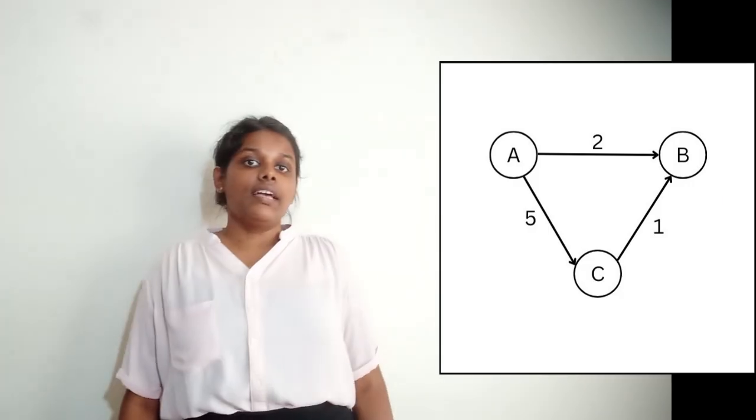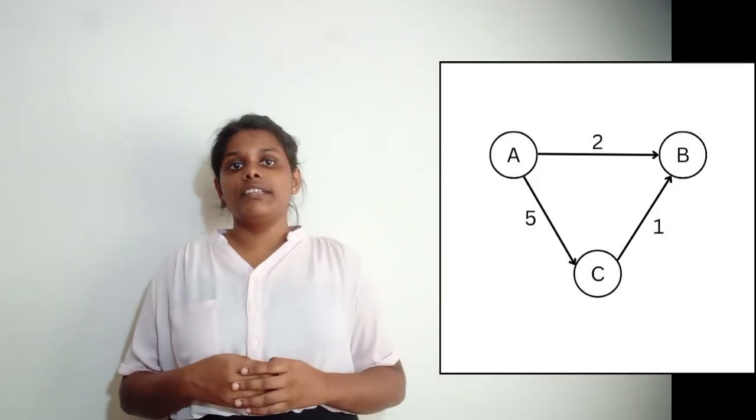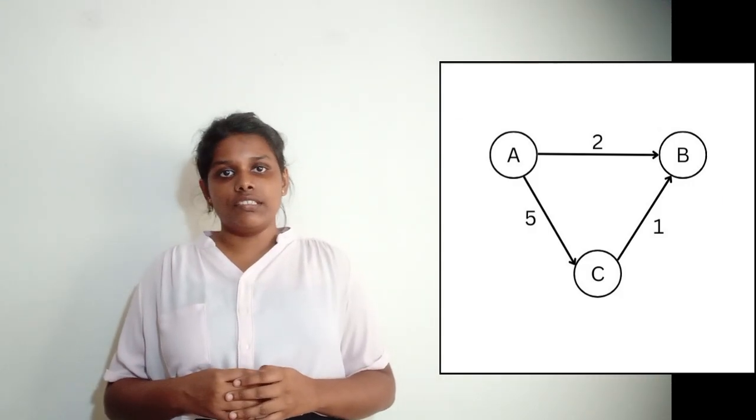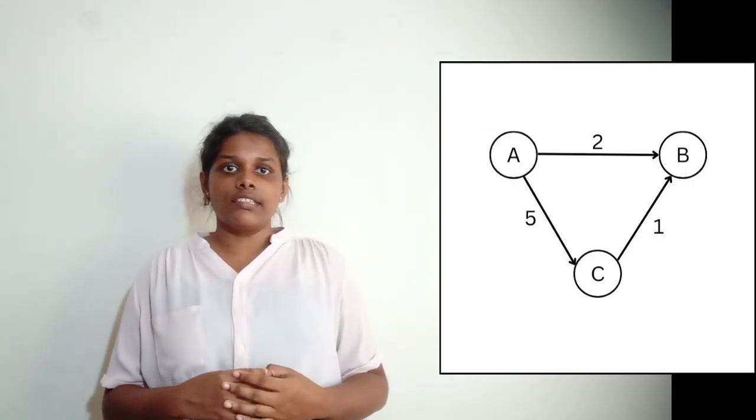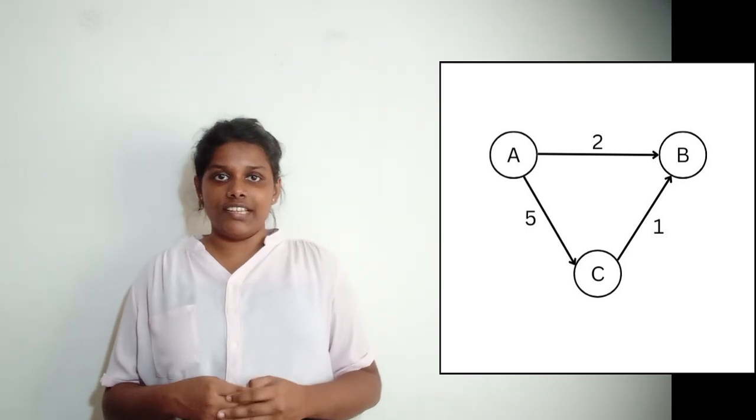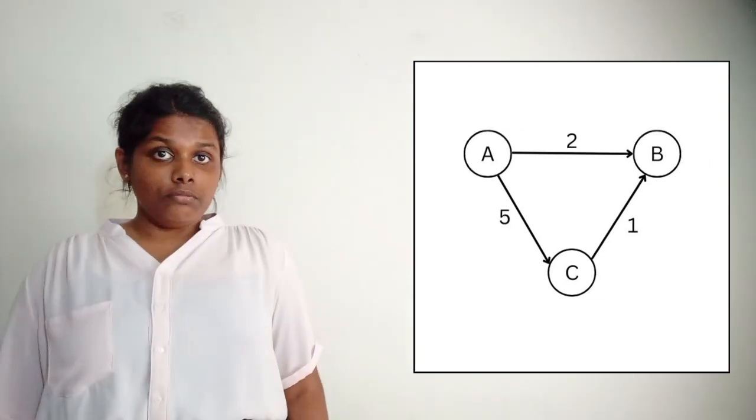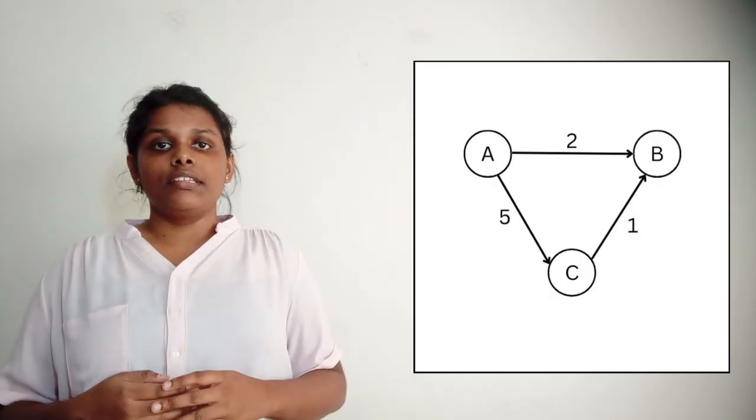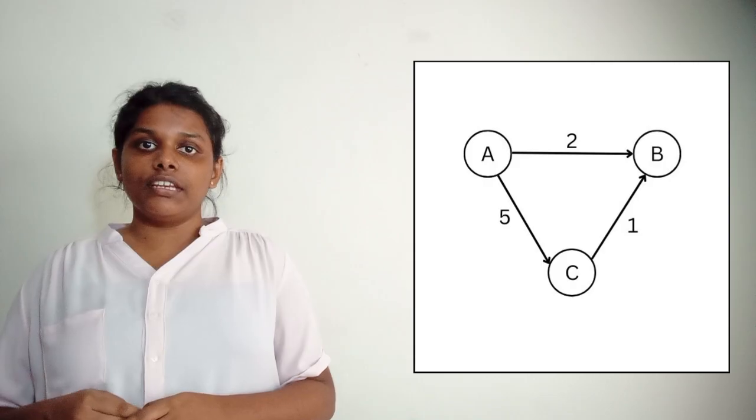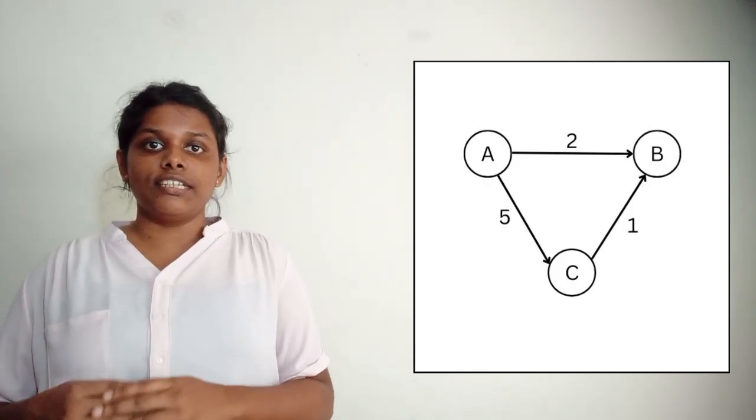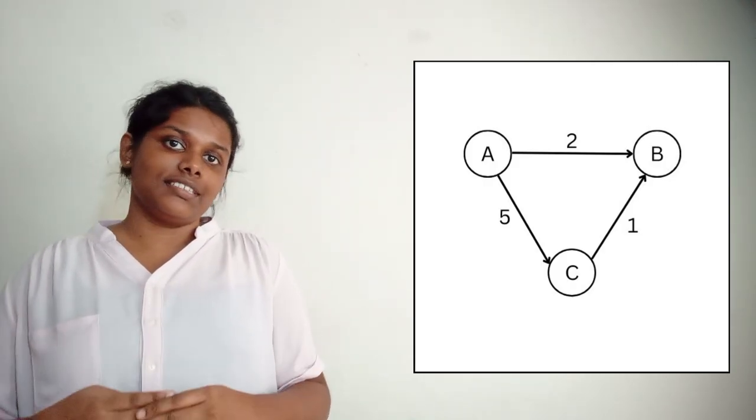Let's see how edge relaxation is done step by step. As an example, there is a graph containing three vertices, A, B and C, and the source node or vertex is A. From node A to B, the weight is 2. From node A to C, the weight is 5. And from node C to B, the weight is 1.